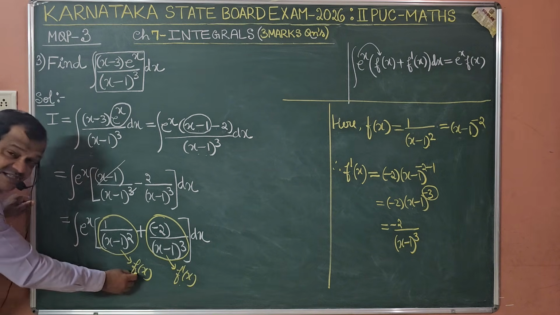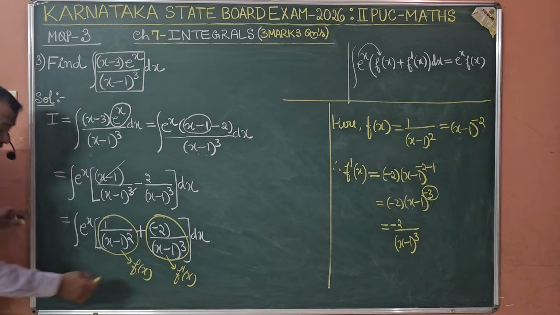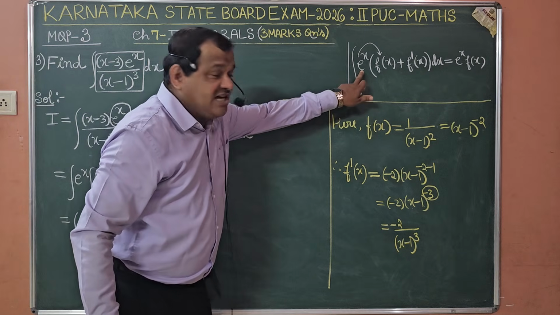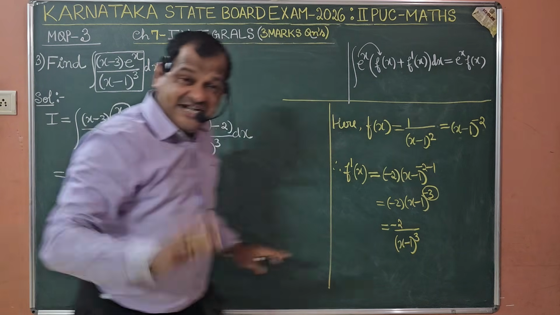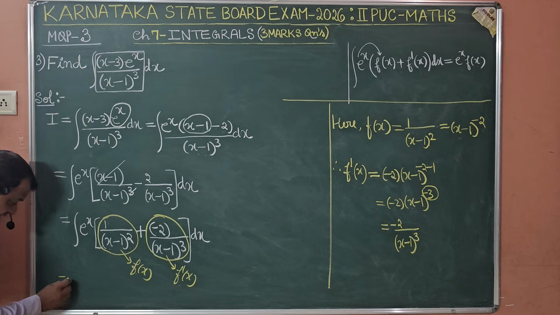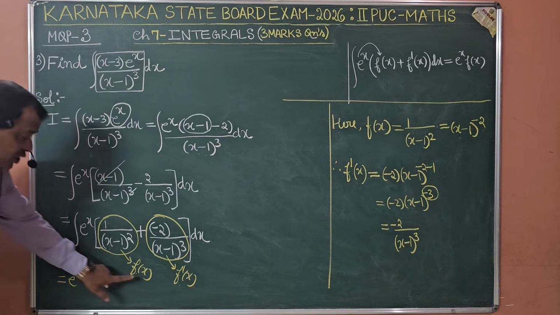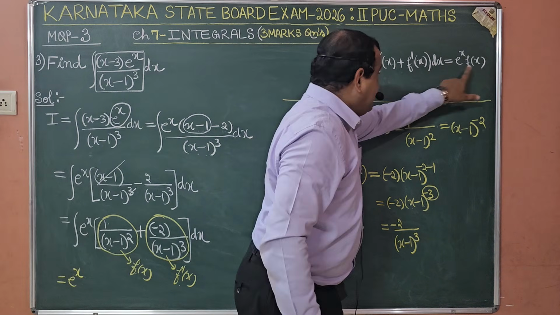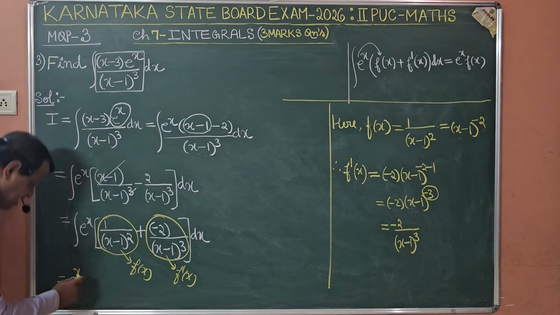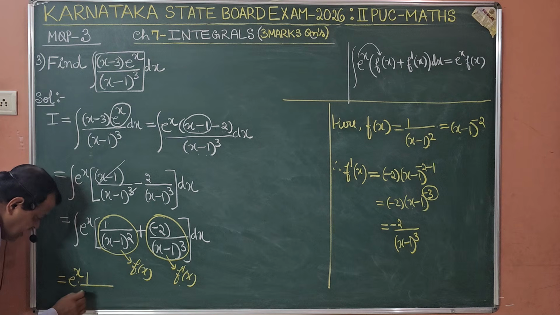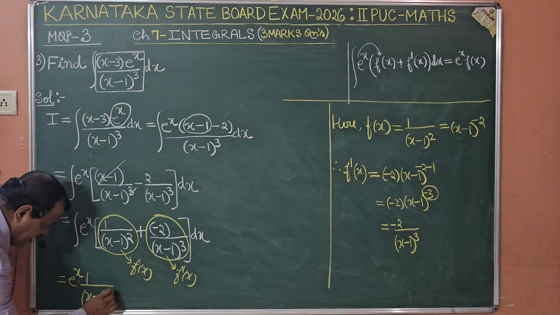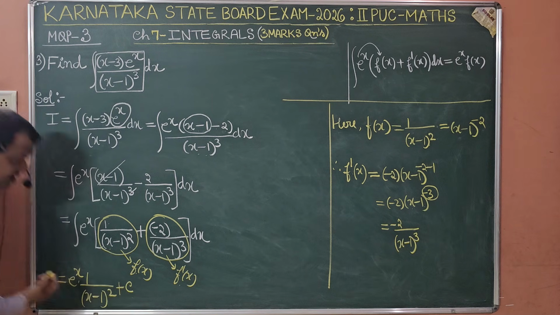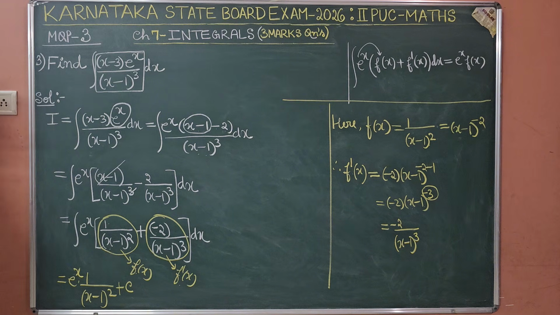Therefore, this is f of x, say 1 by x minus 1 whole square. Apply the formula. The formula says e power x should be written as it is. Therefore, I will write e power x as it is into f of x. F of x is in this exercise 1 by x minus 1 whole square, plus c. Kindly go through the solution.